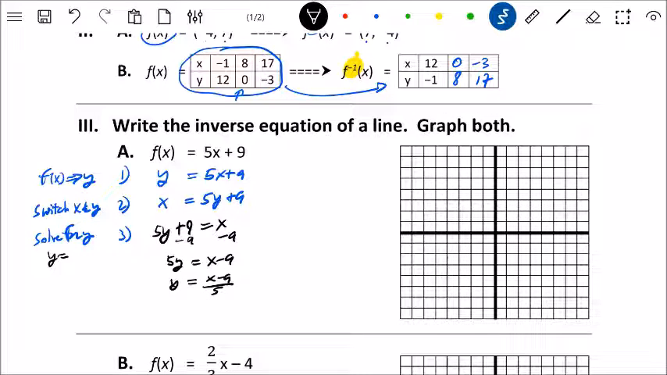Okay, now let's notice something here. x minus 9 all over 5 is mathematically okay, but not good. Let's apply that 5 to both things. So that means I would say y equals x over 5 minus 9 over 5.